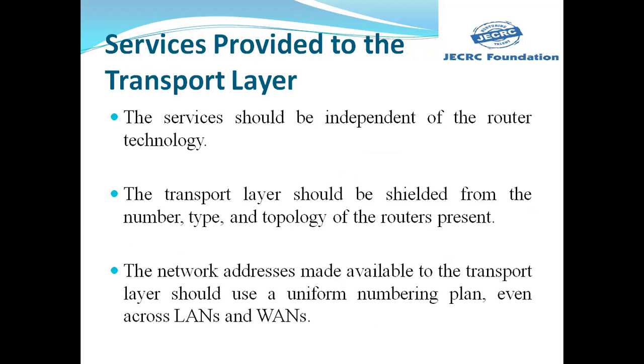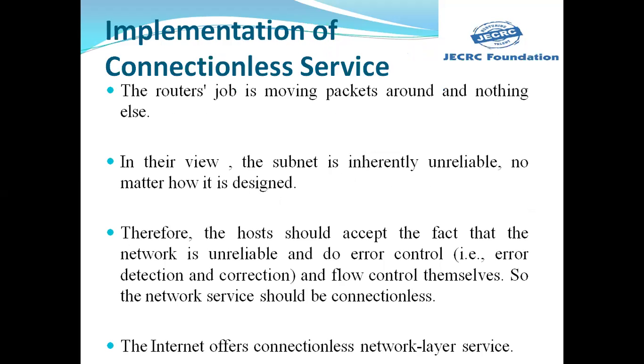Next, it provides services to the transport layer. Basically it sits below the transport layer, so it provides services to the transport layer. It also provides the addresses to the transport layer, and it is also responsible for error control, flow control, error correction, error detection, and so on. Now next, there are two types of services in the network layer: one is the connectionless service and the other is the connection-oriented service.